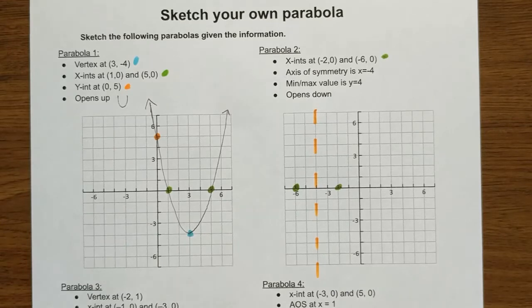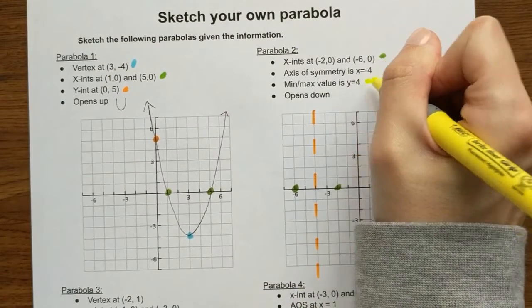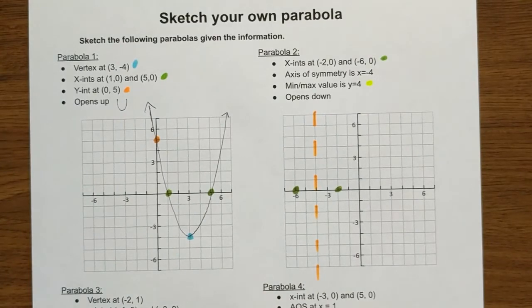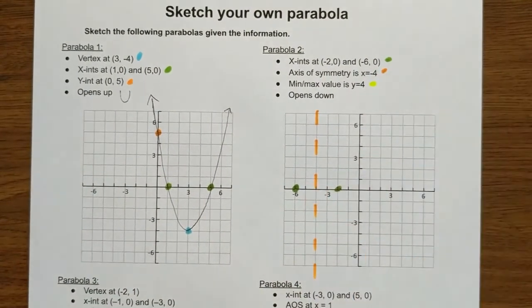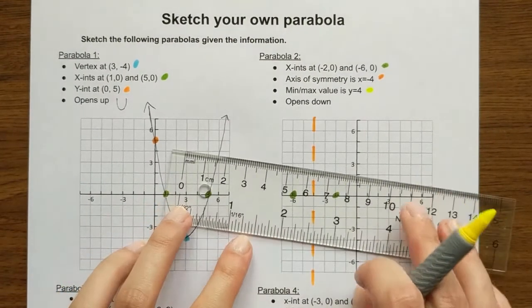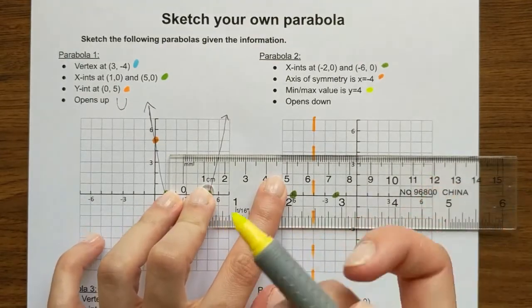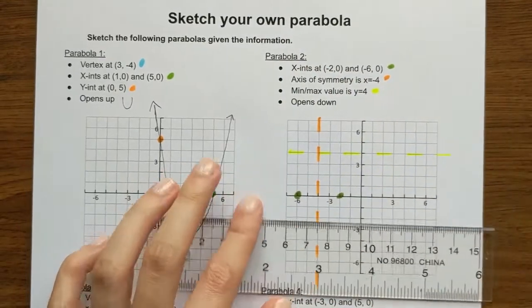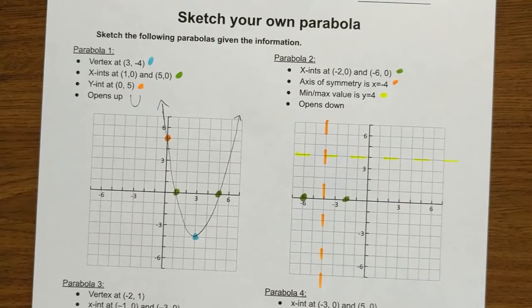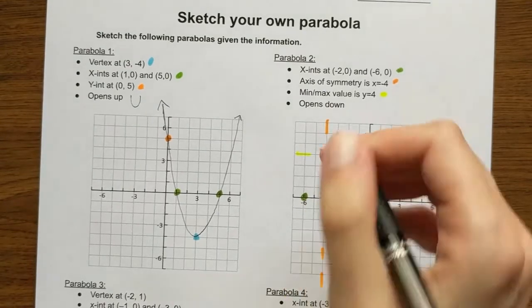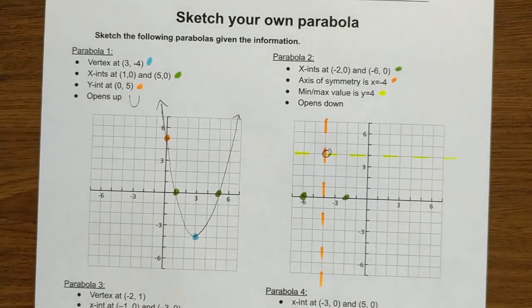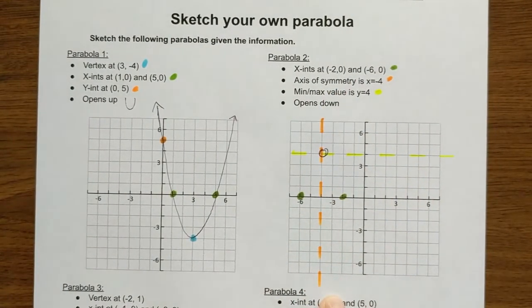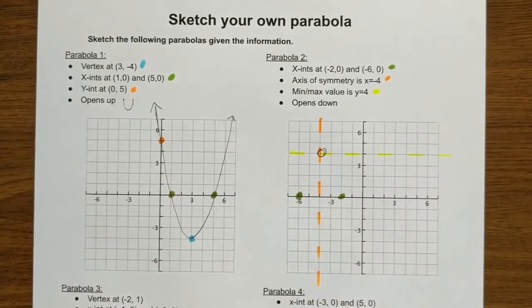I have also been told that my min-max value is at y is equal to 4. That is, remember, my horizontal line. That is either the minimum or the maximum of my parabola. So I'm going to go ahead and draw that here at y is equal to 4. Okay, this then tells us that this spot right here is going to be our vertex. Our vertex is where the axis of symmetry and the min-max value intersect. So that is going to be our vertex.